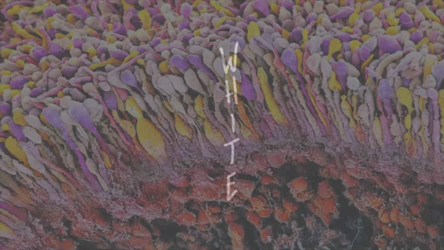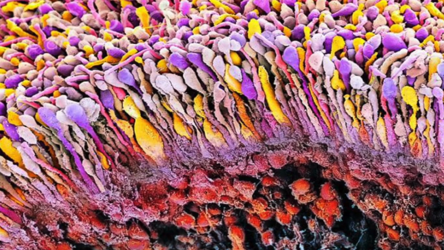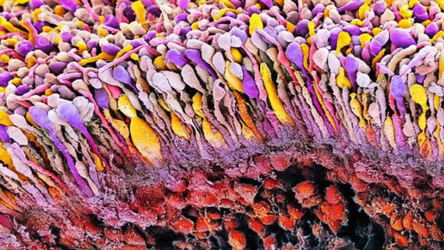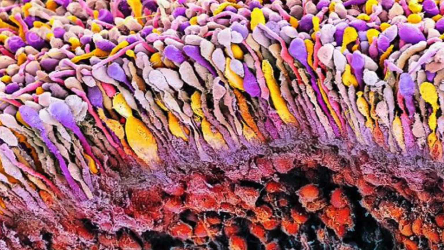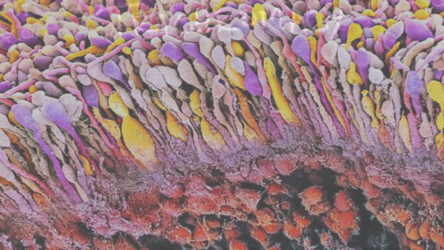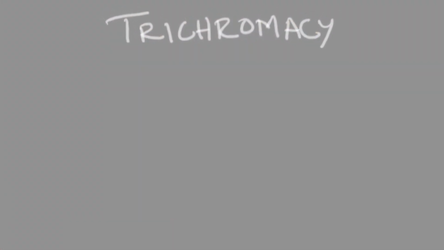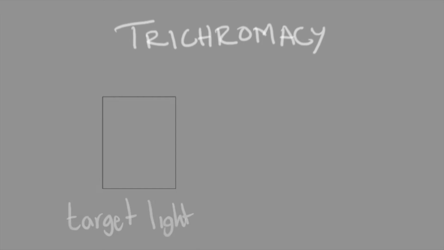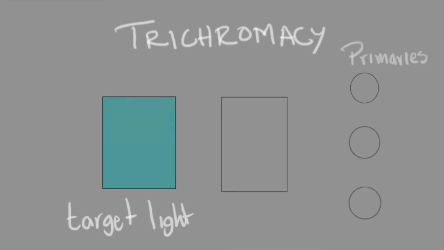But how do we see those colors? In the previous video, we talked about the human eye, and that in the retina there are photoreceptors that sense the incoming light. In humans, the perception of color happens due to a phenomenon called trichromacy. This means that the perceived color of the light can be matched by a linear combination of the three primaries.